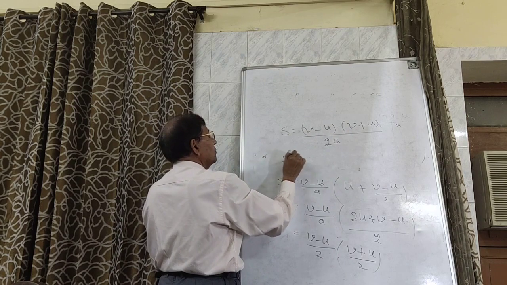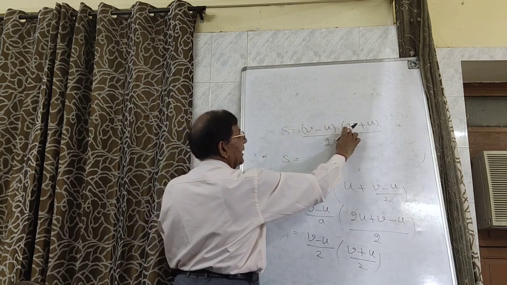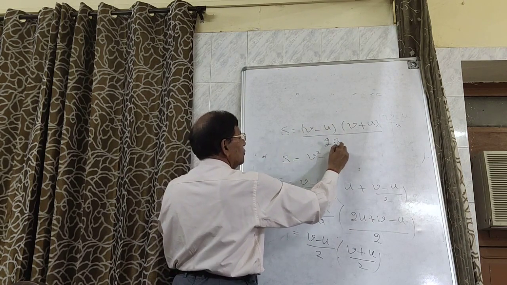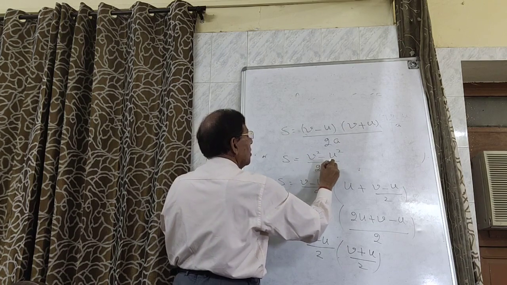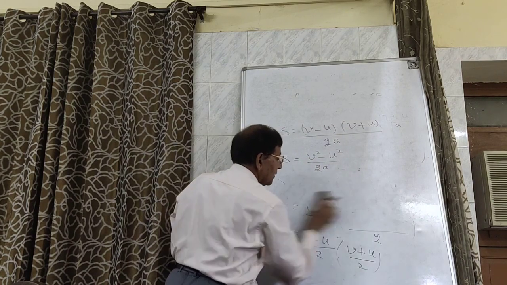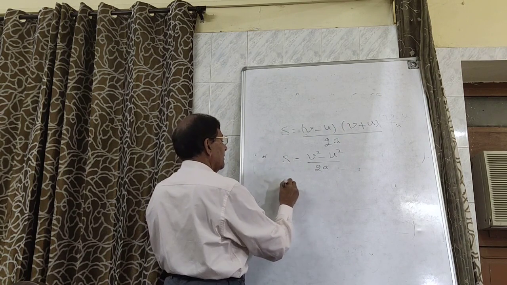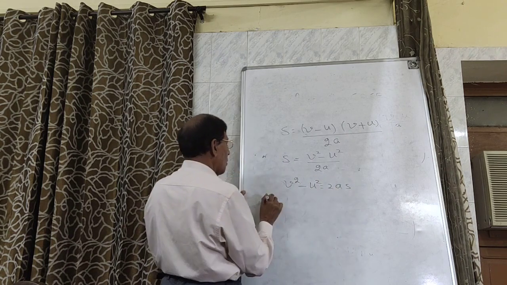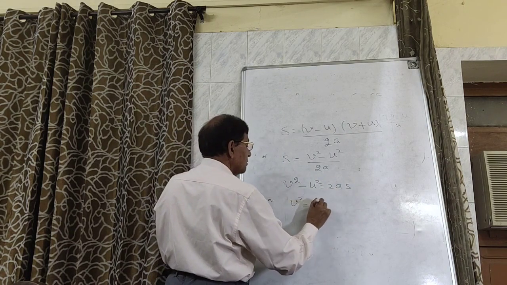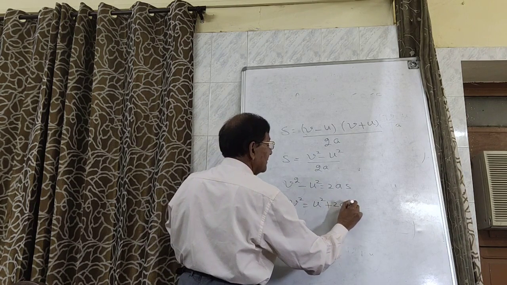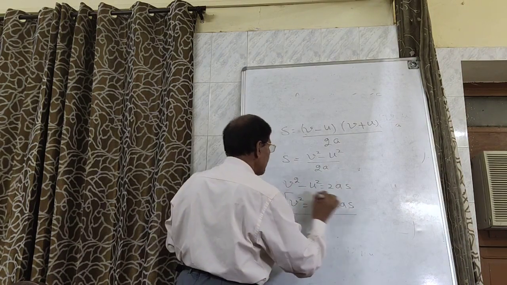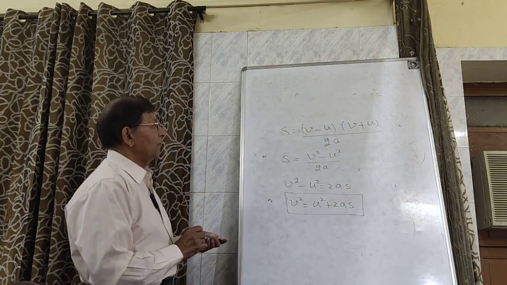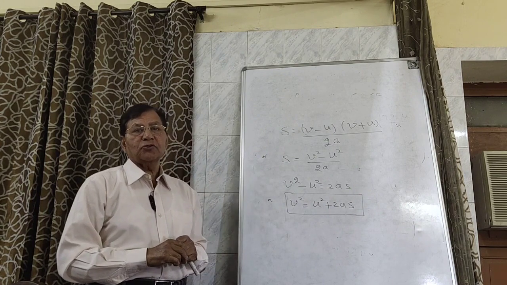Now this is a minus b into a plus b, that is a square minus b square, so s equals v square minus u square divided by 2a. Or v square minus u square equals 2as, or v square equals u square plus 2as, and that is the third equation of motion. So we have derived all the three equations of motion for a body moving with uniform acceleration.